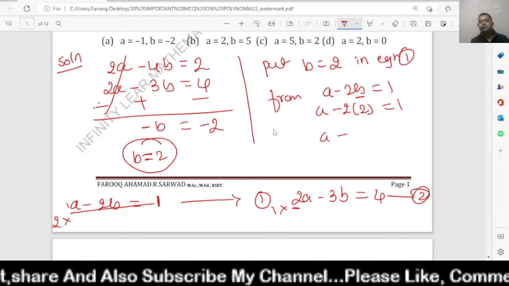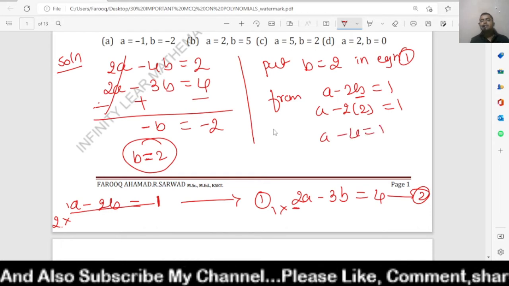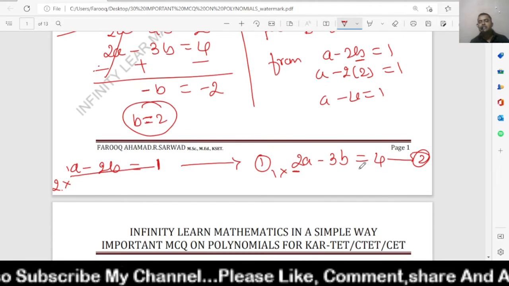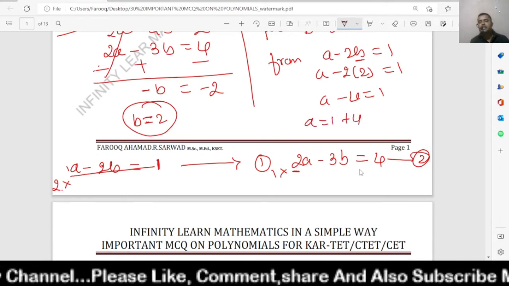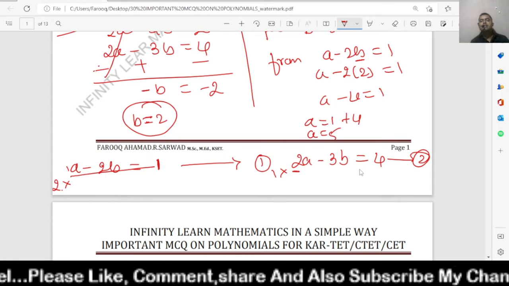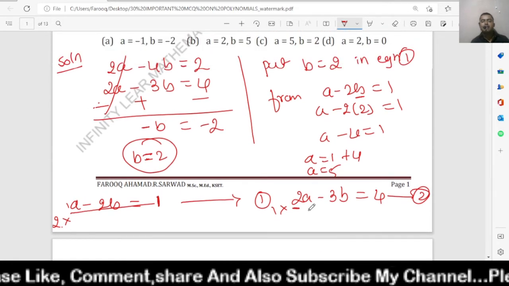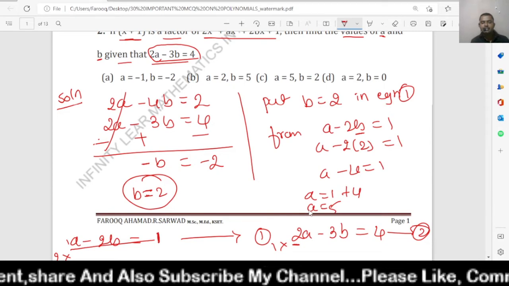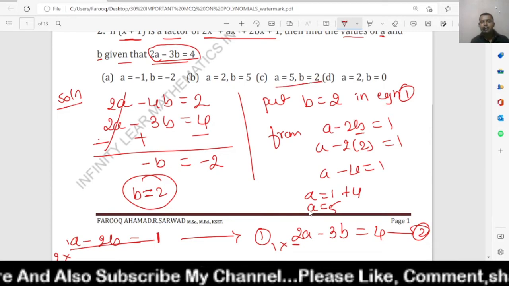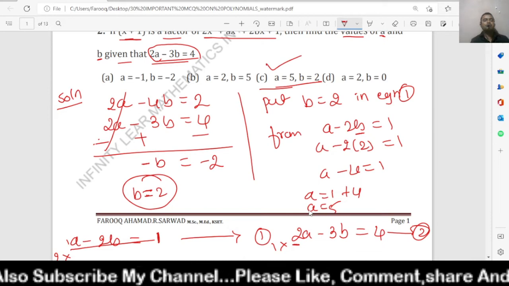2 2s is what? 4. So a minus 4 is equal to 1. Then a is equal to 1, and minus 4 goes to the right side. It will become what? Plus 4. a is equal to 1 plus 4. That is a is equal to what? 5. a is equal to 5 and b is equal to 2. Is there any option? Option C is correct. a is equal to 5, b is equal to 2.